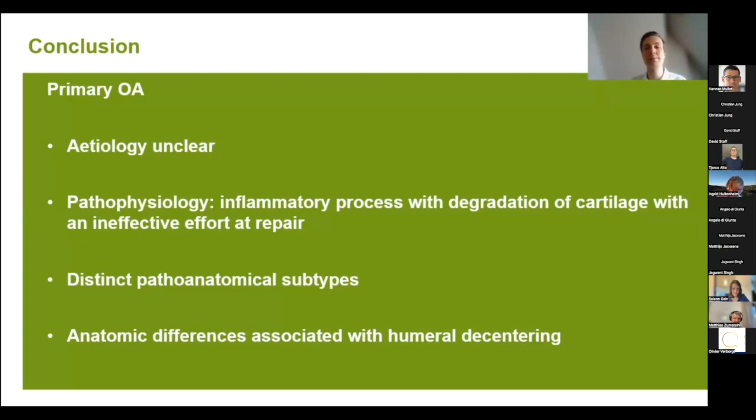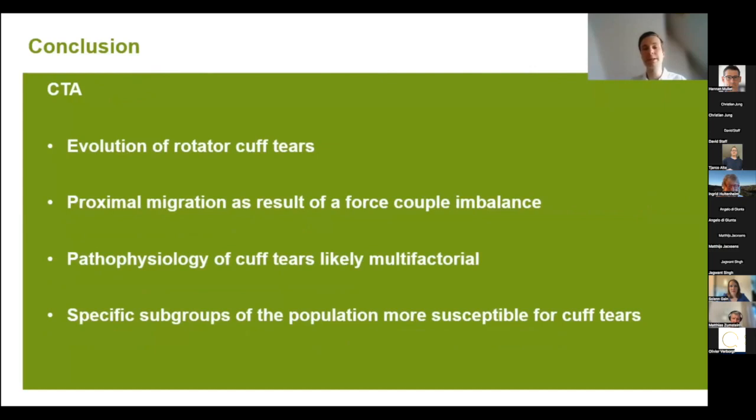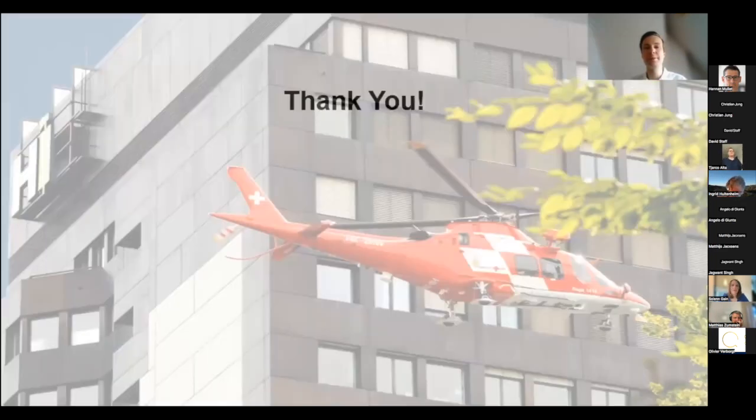So to conclude, for primary OA, we have an unclear etiology, but the pathophysiology seems to be an inflammatory process with the degradation of cartilage with an ineffective effort at repair. We see distinct pathoanatomical subtypes and anatomical differences that are associated with the feature of humeral decentering. Regarding cuff tear arthropathy, we have a natural evolution of rotator cuff tears, with proximal migration or force couple imbalance, and the pathophysiology of cuff tears is likely multifactorial. We have specific subgroups of the population that are likely more susceptible to cuff tears. So thank you very much for your attention.